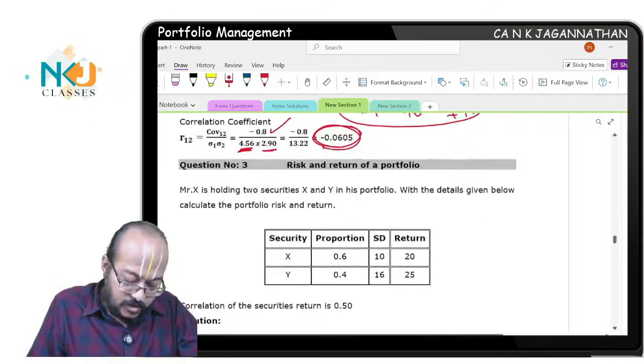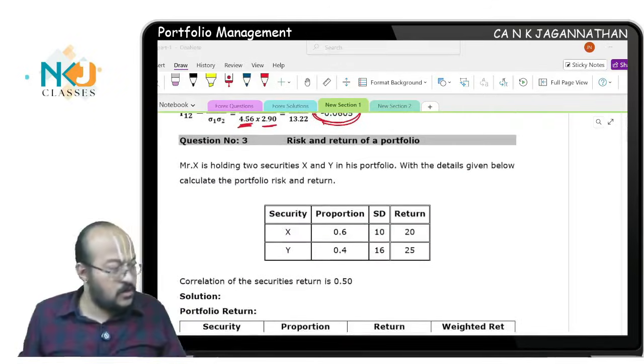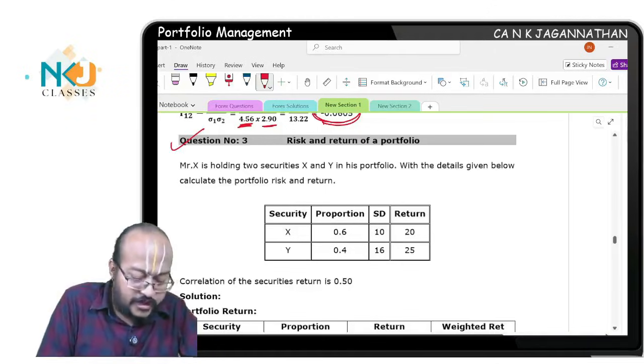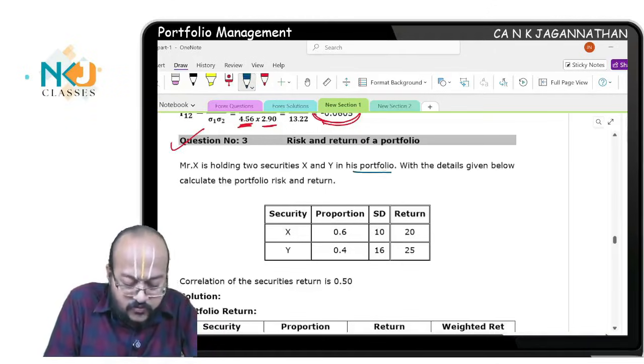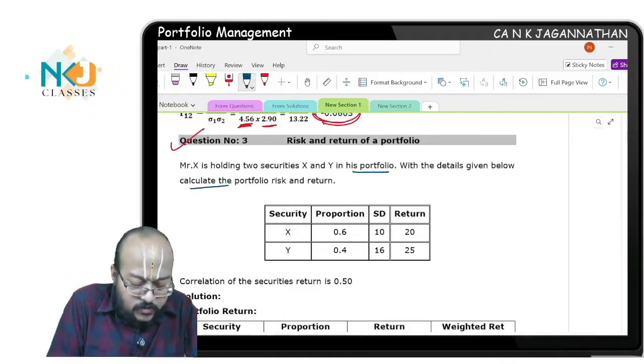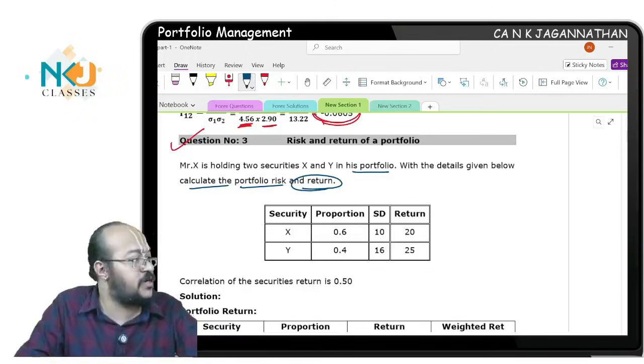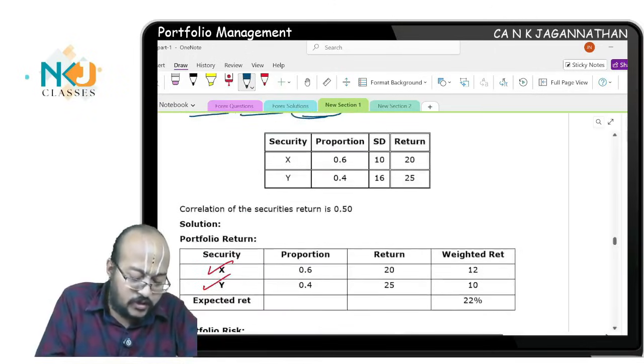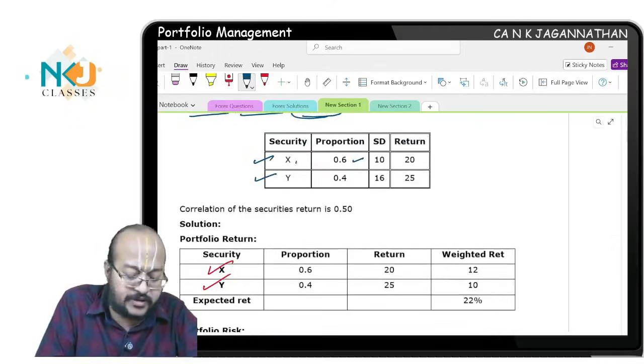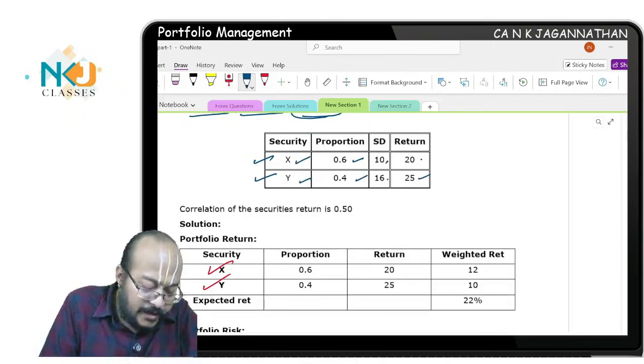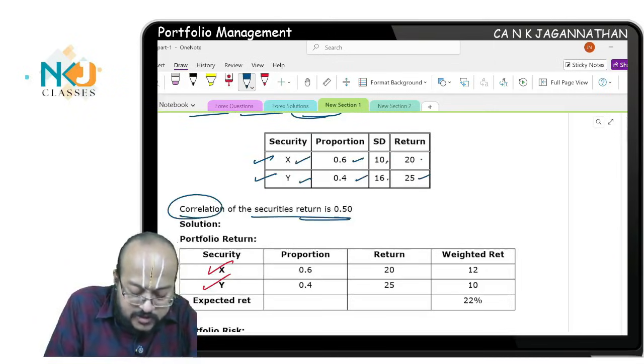Take question number 3 for discussion. Mr. X is holding 2 securities X and Y in his portfolio. With the details given below, calculate the portfolio risk and return. Very simple and straightforward. Security X and Y given, proportion given: 60% of the money is invested in security X and 40% in security Y. Standard deviation is 10 and 16, and return 20 and 25%. And correlation of these 2 securities is 0.5.